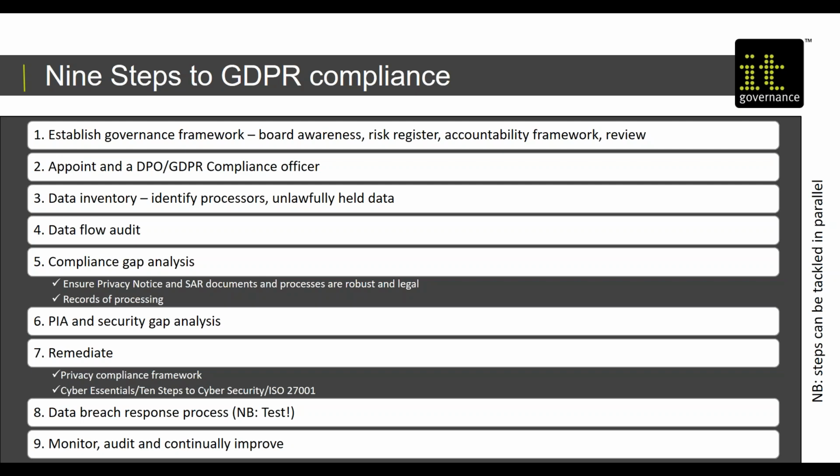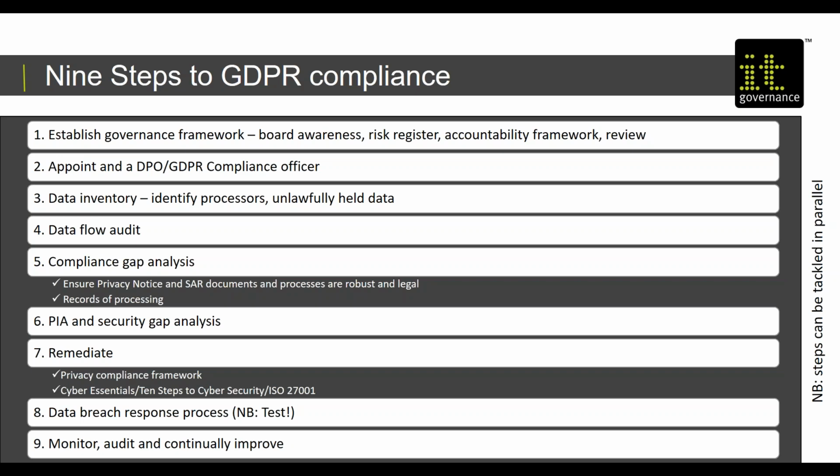In fact, there are 9 steps, and we've now helped 500 or more organizations tackle their GDPR compliance through our consultancy arm. Get your governance framework in place, get a risk register, build an accountability framework, and appoint either a data protection officer or a GDPR compliance officer who's going to own the implementation of GDPR. Do a data inventory. Who's processing data on your behalf? What data have you got that you shouldn't have and that you should be destroying? Do a detailed data flow audit. Having identified the chunks of data you've got, work out how data flows between them.